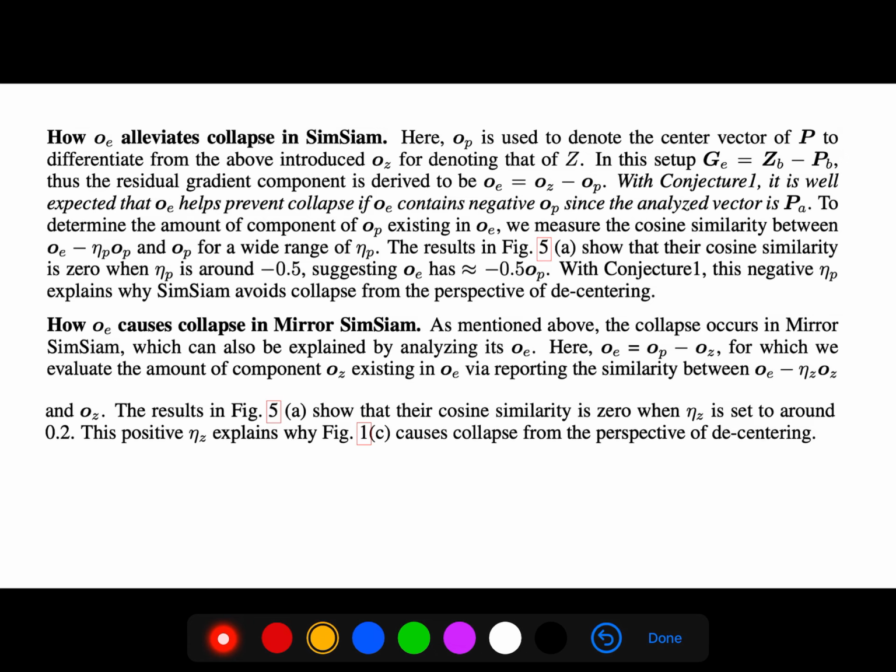So with conjecture 1 that I explained, it is well expected that O sub E helps prevent collapse if that contains negative O sub P, because the analyzed vector is P sub A. But how does O sub E cause collapse in mirror SimSiam? The collapse occurs in mirror SimSiam, which can also be explained by analyzing its O sub E.